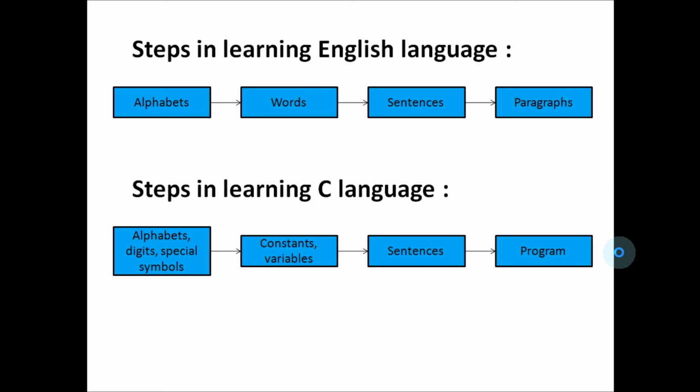As you can see, alphabets form words, a group of words forms sentences, and a group of sentences forms a paragraph. Now in C language, alphabets, digits, and special symbols form constants and variables. These constants and variables then form a sentence. A group of sentences then forms a program. So you can see this: learning English language and learning C language are both the same.